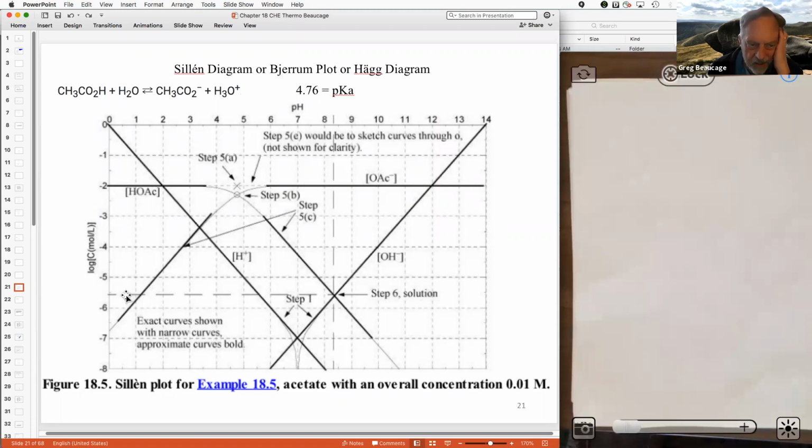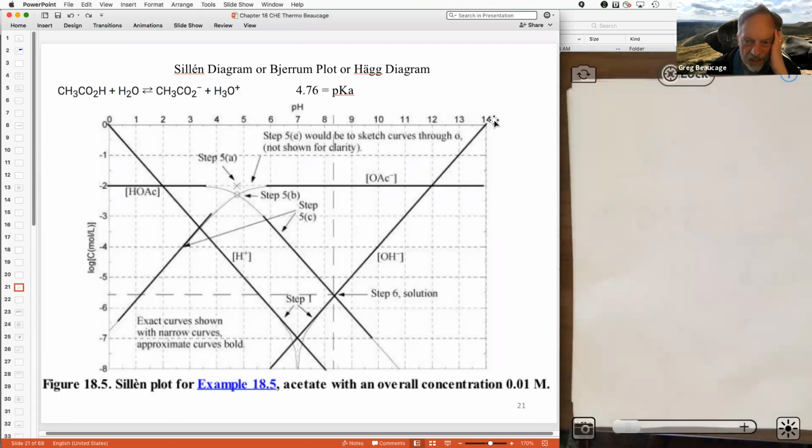And this is a log scale again. If it's a weak dissociation, then basically you just have pure water separating into OH and H plus. So as the acidity goes to 0, it's 100% water. At that point, this crosses there.